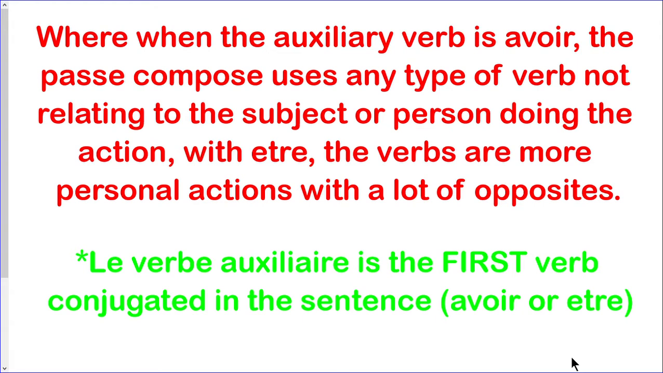When the auxiliary verb is avoir, the passé composé uses any type of verb not relating to the subject or person doing the action. With être, the verbs are more personal actions with a lot of opposites. So you're going to see there are more actions that need to be related to the person doing the action. So le verbe auxiliaire, as a reminder, is the first verb conjugated in the sentence, either avoir or être.